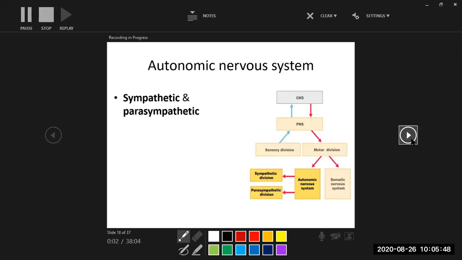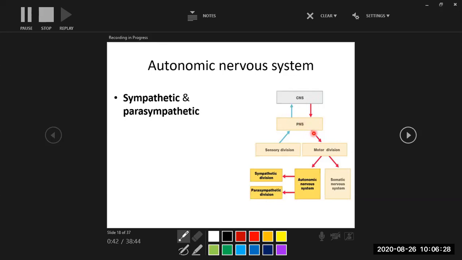Just before we jump into the autonomic nervous system, I want to give you a global view, the bigger picture about the nervous system. So here is the diagram, the branches of the nervous system. We basically have two branches in the nervous system. One is the central nervous system, CNS. This one includes the brain and the spinal cord.